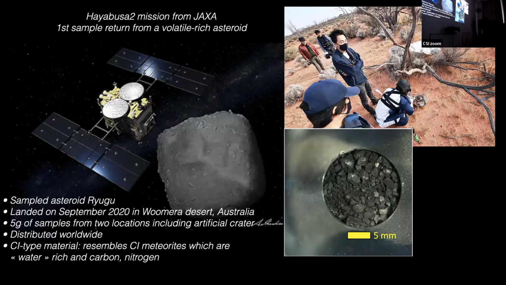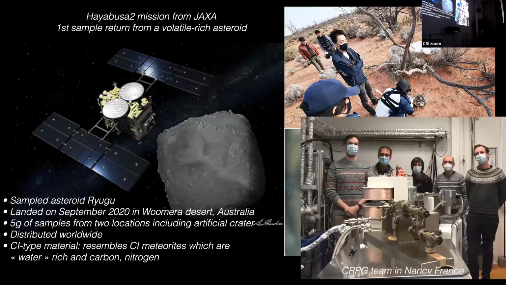And this material sampled on asteroid Ryugu resembles the CI type material, the ones which are rich in water, carbon, and nitrogen. So our lab has been involved in such an effort. In fact, we analyzed some of the grains. So this is the team, and you see that there is a dress code with a sweater with stripes, which is quite mandatory.